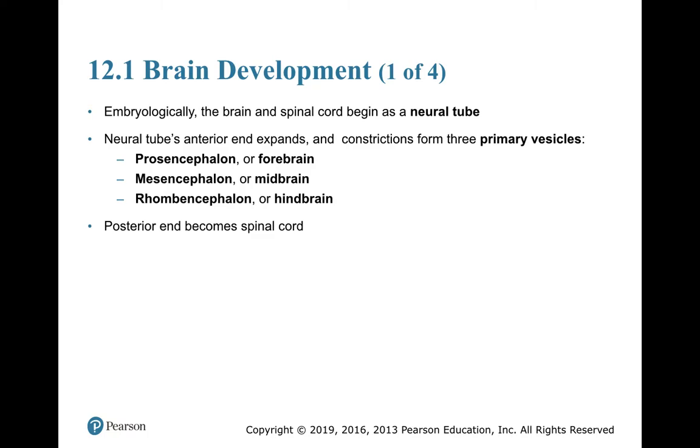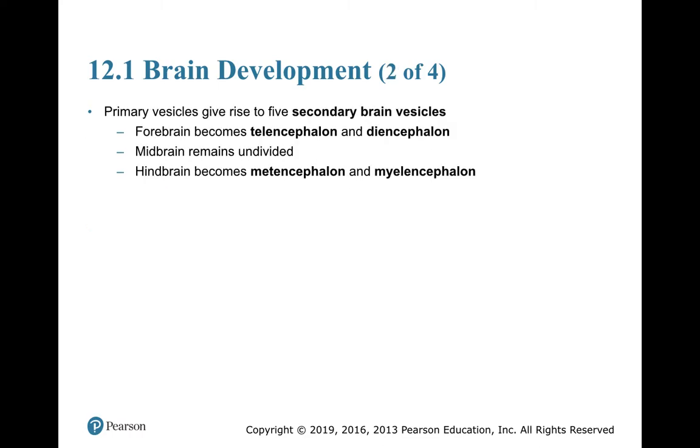So this is very early in development, but these things are going to develop into the adult brain if we just follow them through, including the ventricles. The primary vesicles, those three vesicles, are going to give rise to 5 secondary brain vesicles. The forebrain will become the telencephalon and the diencephalon. The midbrain is not going to divide, that's going to stay in place, but the hindbrain is going to divide and become the metencephalon and the myelencephalon.